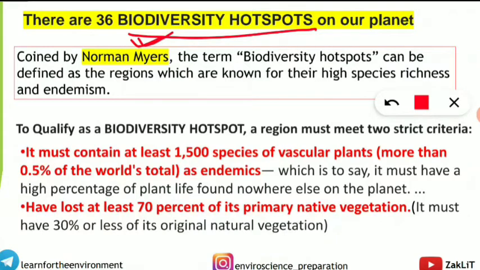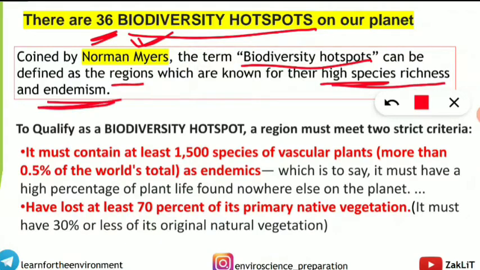So he was the one who coined the term biodiversity hotspot, and throughout the world there are a total of 36 biodiversity hotspots. And what are these biodiversity hotspots? They can be defined as regions or places which are known for their high species richness and endemism. So these two criteria make any region a biodiversity hotspot. Total 36 on our planet, and coined by Norman Myers.